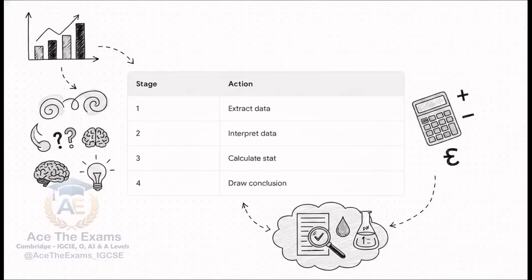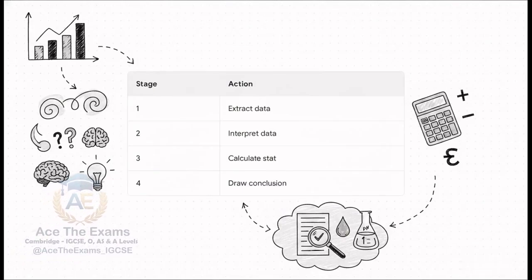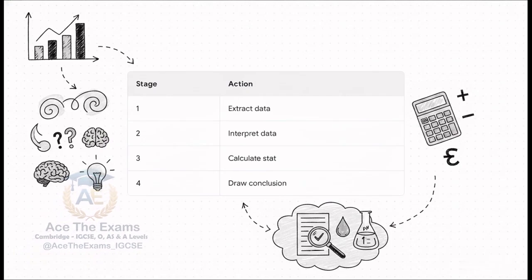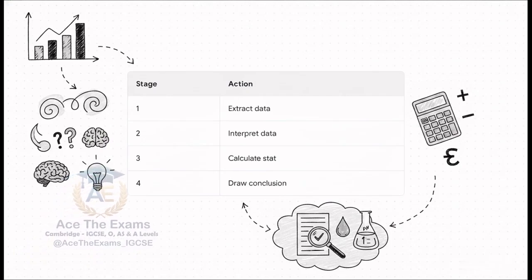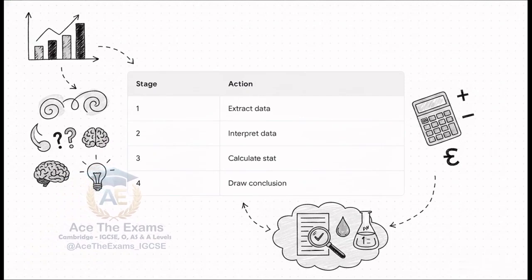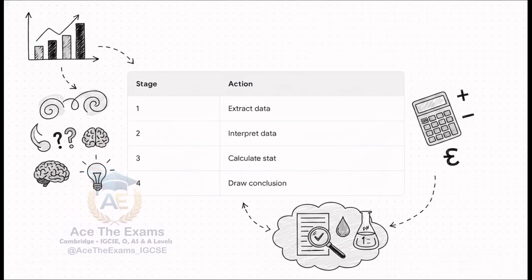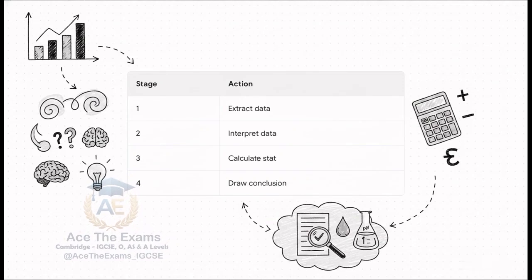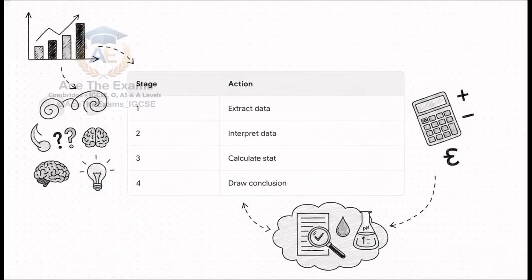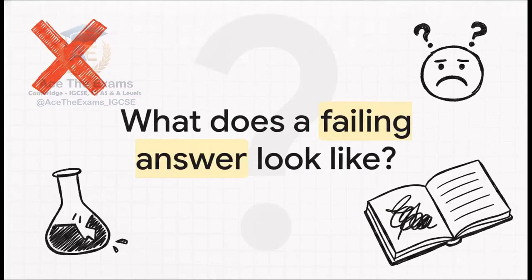Let's walk through this progression of data interpretation. You always start by extracting data from tables and graphs, right? Then you move on to actually interpreting those relationships. Next, you calculate the relevant statistics, and finally, you draw evidence-based conclusions. This is exactly how practical problems involving pH and buffers are solved systematically. Okay, let's actually put this into practice.